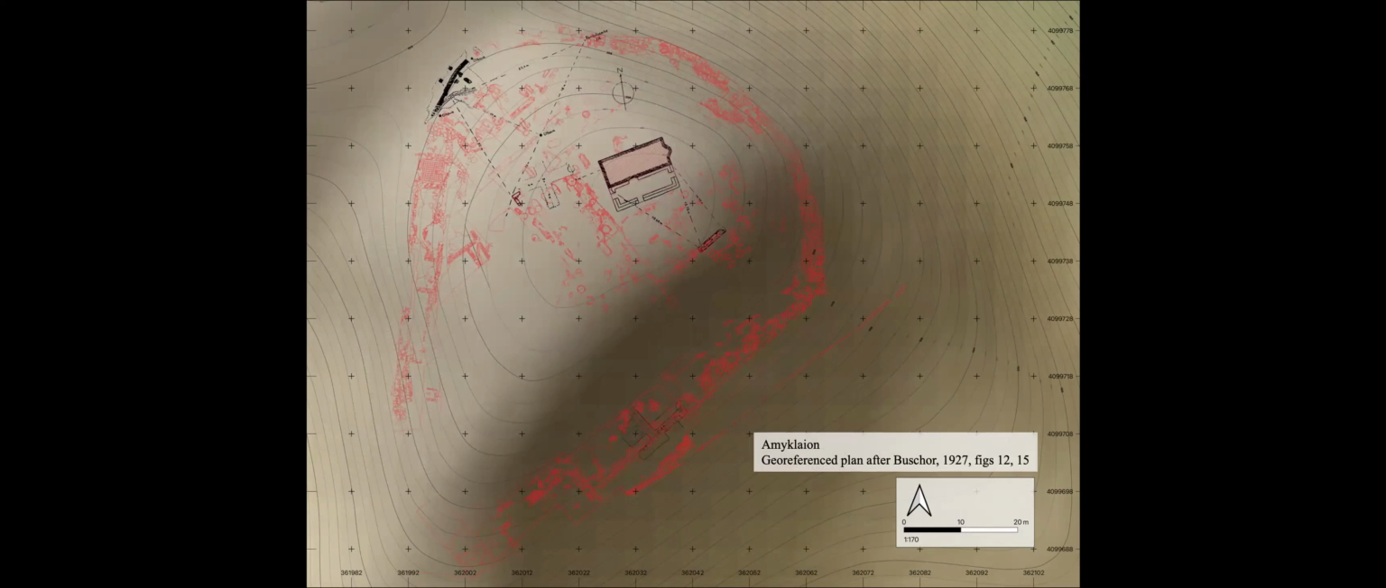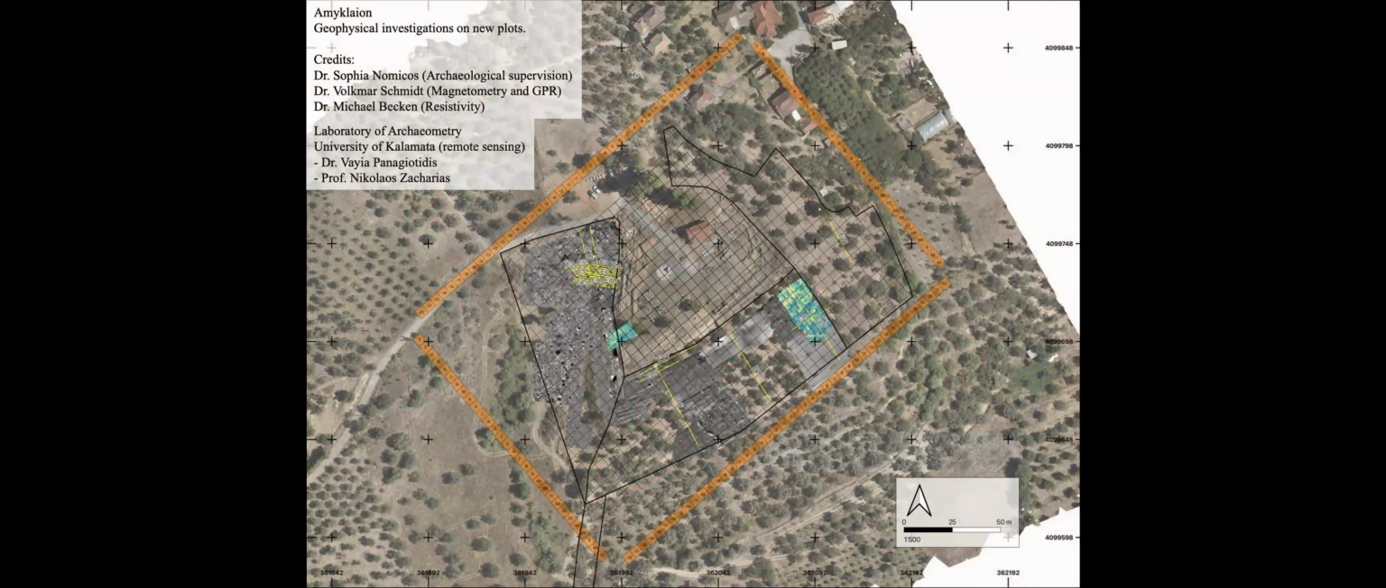But the GIS is now profitably employed as an essential tool for the ongoing research at the Amyklaion project, and in particular, it is now indispensable for the investigation of new plots around the core of the hill. And in these new areas, the GIS is helping to combine a set of new data that we are currently collecting there, starting with some geophysics carried out by the University of Münster, plus the results of the remote sensing analysis carried out by the Archaeometry lab of the University of Kalamata. And these data are still provisional.